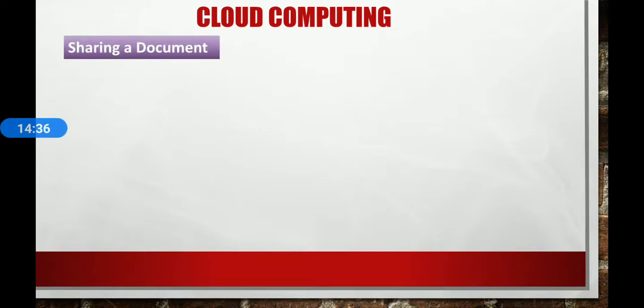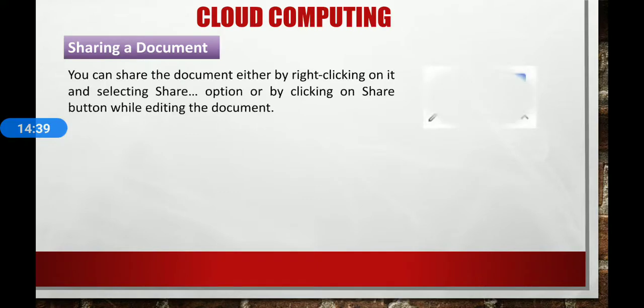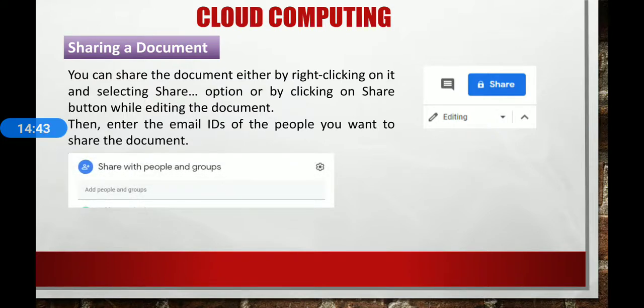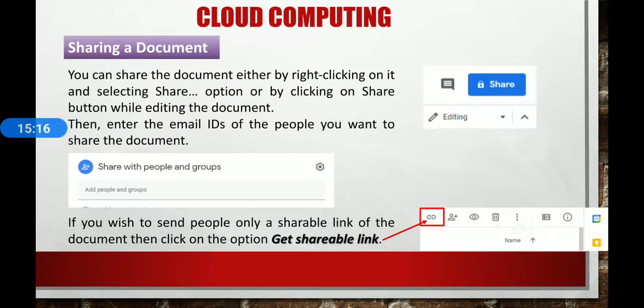Next one, sharing a document. You can share the document either by right clicking on it and selecting the share option, or by clicking on the share button while editing the document. Then enter the email IDs of people you want to share the document with, and also you decide if they can all edit, comment, or just view the document. If you wish to send people only a shareable link of the document, then click on the option Get Shareable Link. In this way, we can share our files from the cloud.